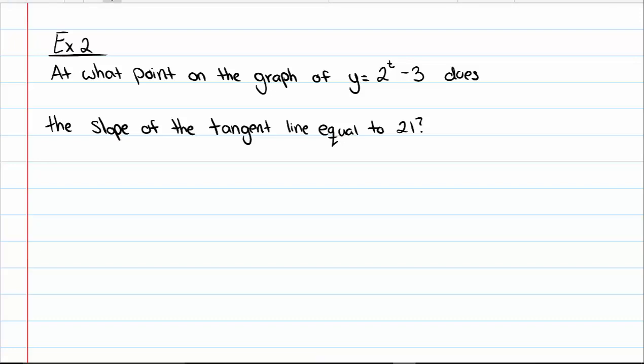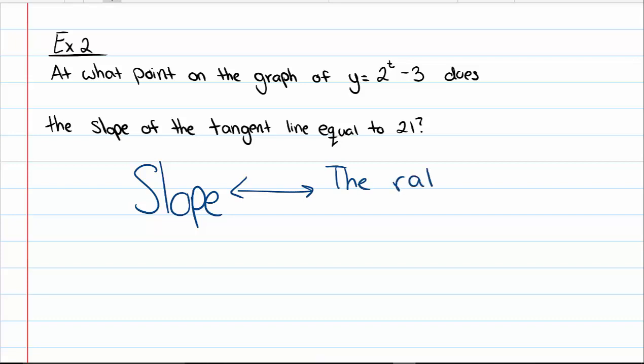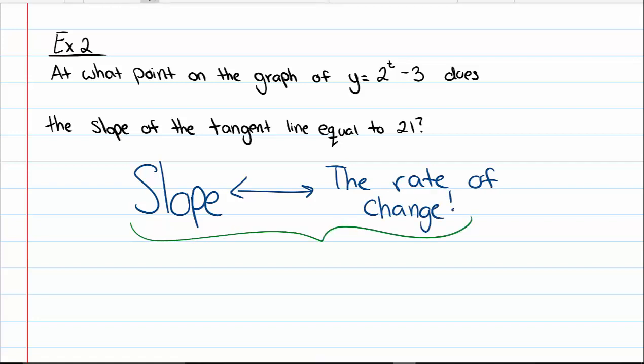Now there's something you need to remember, is that slope is the rate of change. And rate of change and slope both mean the derivative. So the derivative is the rate of change of something, so derivative is slope.